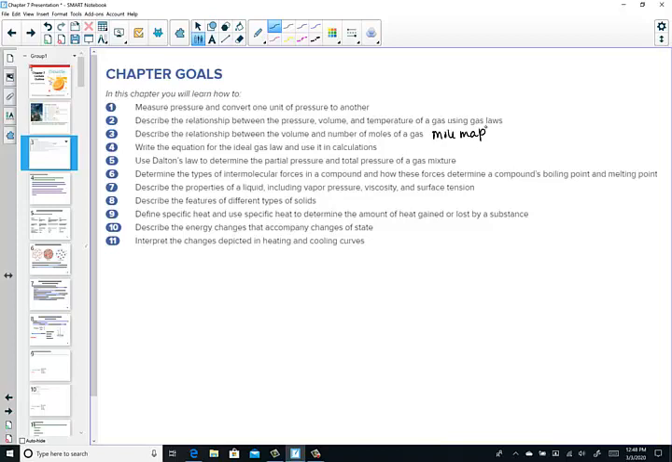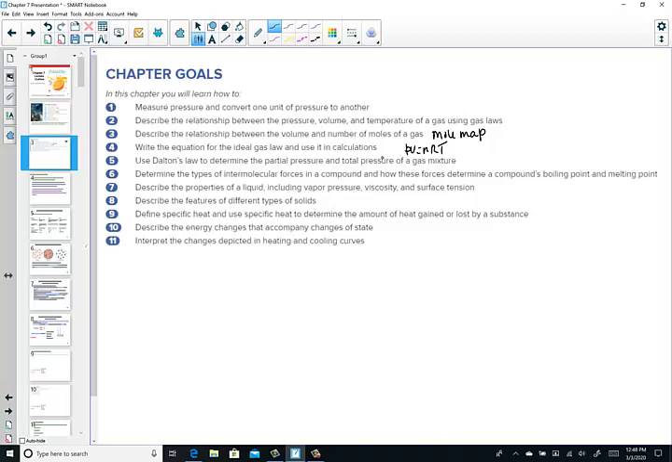We'll use the ideal gas equation. That ideal gas equation is PV equals nRT. What do those variables stand for, and how can we solve for that equation? Dalton's law of partial pressure will be examined to find the total pressure of a gas mixture.